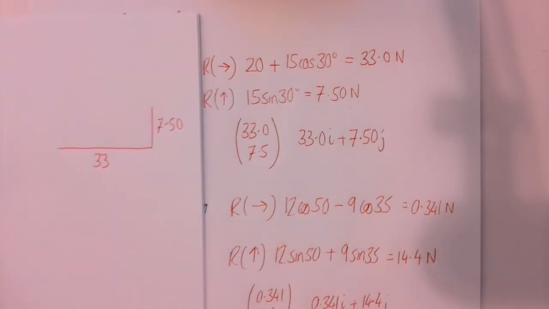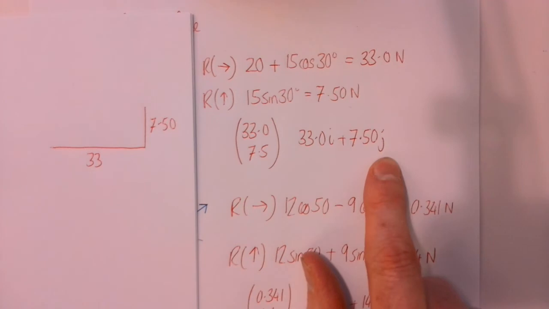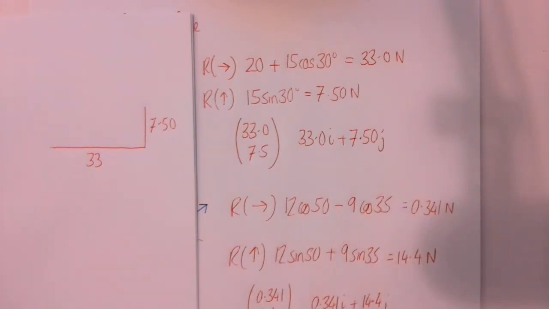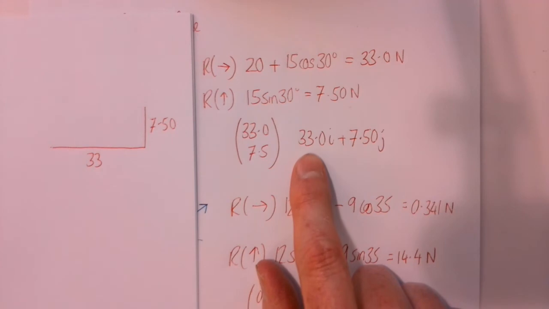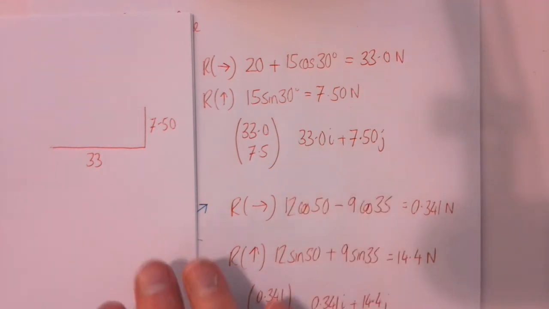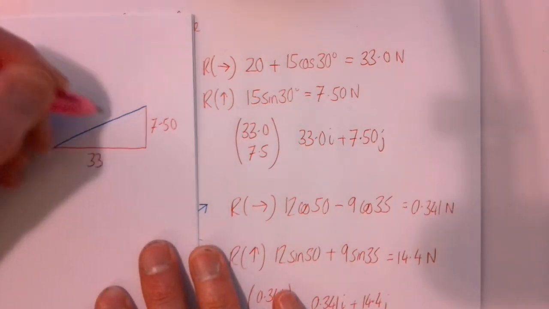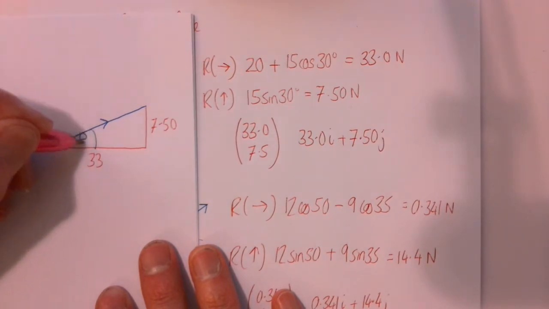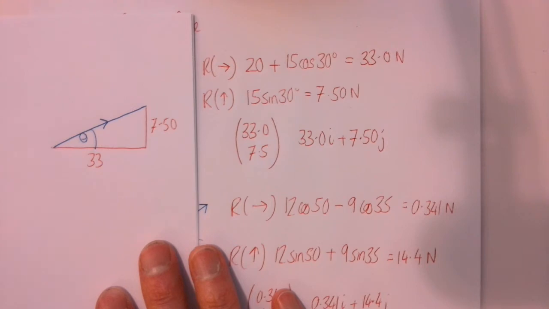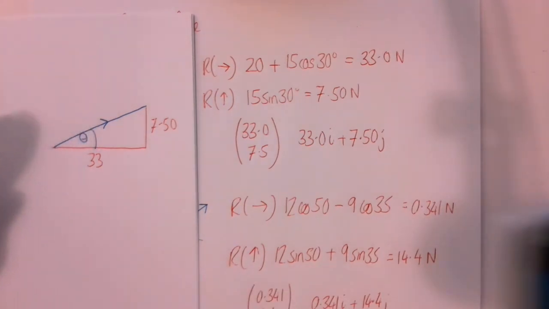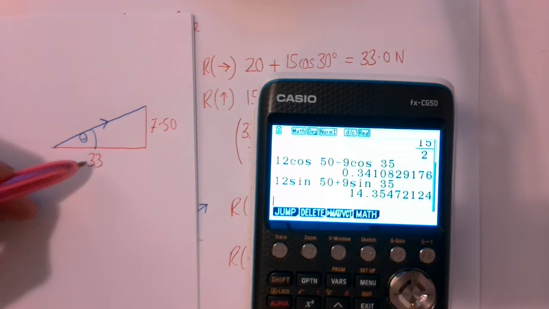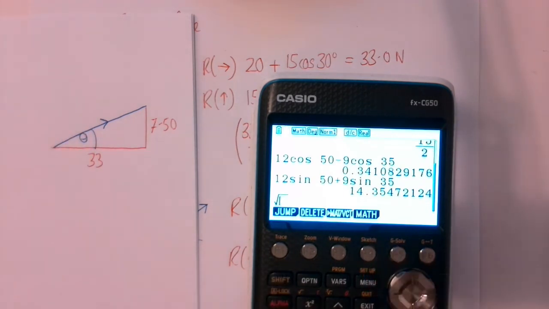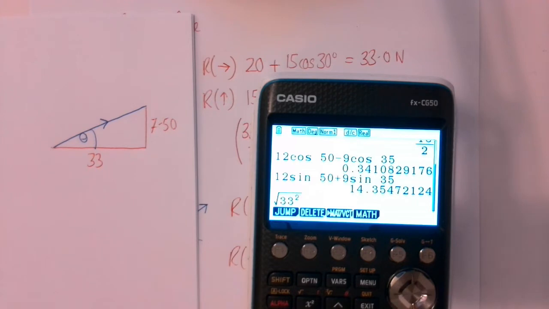Well, again, you will remember, hopefully, this from last year, where we've got any vector, we can work out the magnitude and direction of that vector. The vector has broken the force down into horizontal and vertical components. So if I want to work out the magnitude and direction, it just is a Pythagoras and a trig problem. So I'm going to work out the length of the hypotenuse, which is just the square root of those two squared. So that is 33 squared plus 7.5 squared.